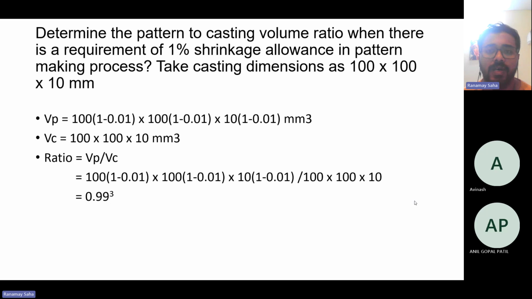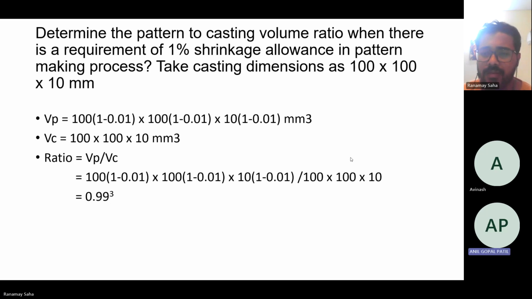Now, because this is a volumetric problem, and here you have a cube of a dimension, the answer must be in the cube. That's a simple way to guess if there are multiple options. And this is a 1% shrinkage, so that means 0.01, and the pattern volume should be less than the casting volume in order to take care of the shrinkage. So the pattern dimension in this case should be 1 minus 0.01 times 100, similarly for all the dimensions. And the casting volume remains similar, 100, 110. The ratio becomes 0.99 cubed.